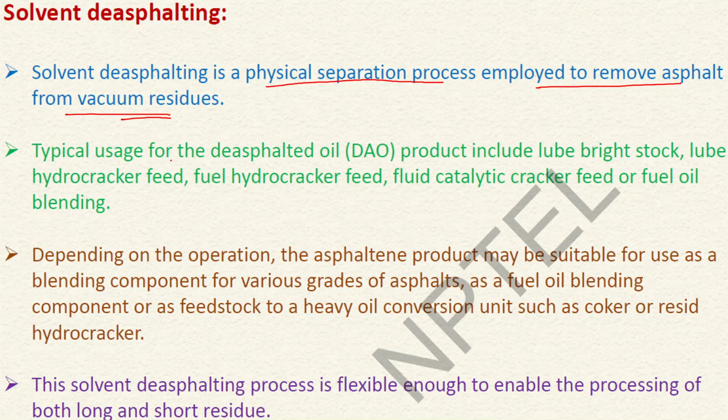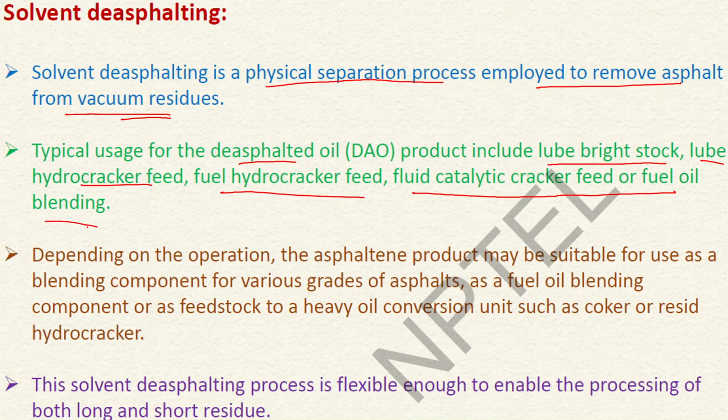Typical usage for the deasphalted oil product includes lube bright stock, lube hydrocracker feed, fuel hydrocracker feed, fluid catalytic cracker feed, or fuel oil blending. After deasphalting, the oil we get is called the deasphalted oil, that is, the oil after removal of the asphalt content from it. It is mainly used as lube bright stock.